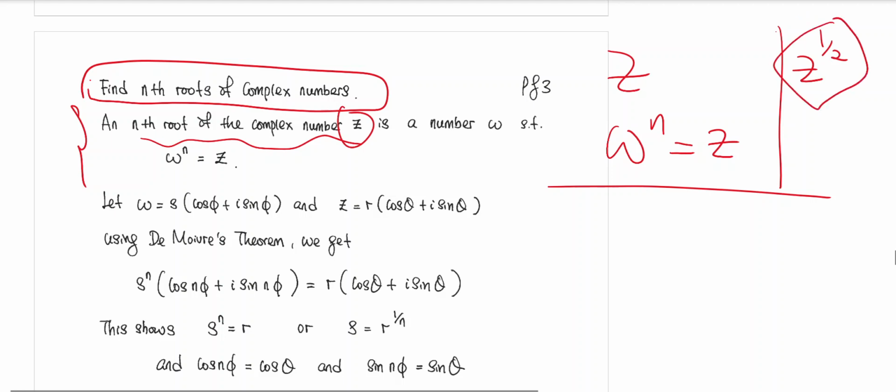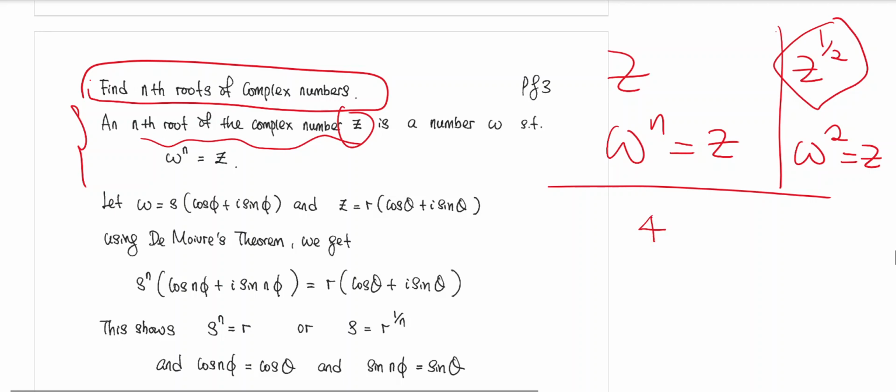Well, we know that it will have 2 roots, and the roots will be a complex number such that if you square that complex number, it will be z. All real numbers are complex numbers, so for example, we can apply this to 4. So 4 is a complex number.